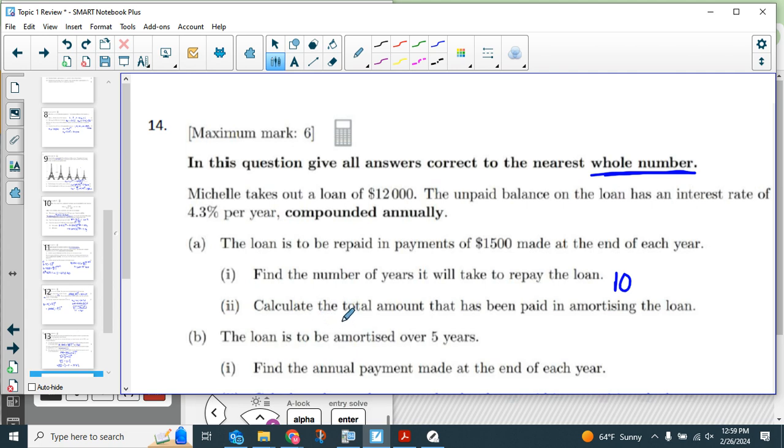Calculate the total amount that has been paid in amortizing the loan. Well, that's really easy. If we pay $1,500 a year for 10 years, 1,500 times 10 is 15,000.